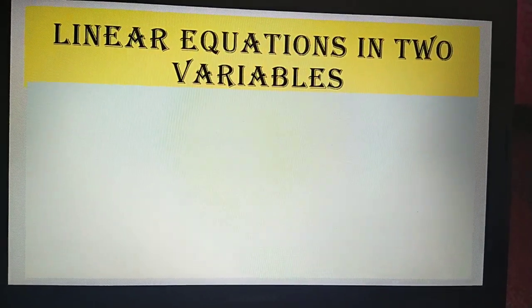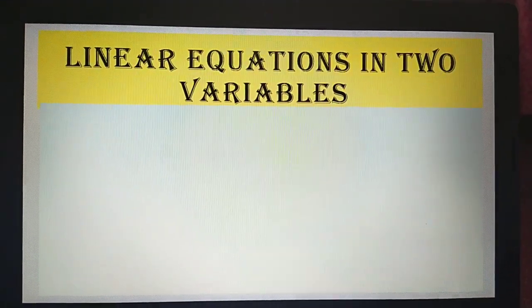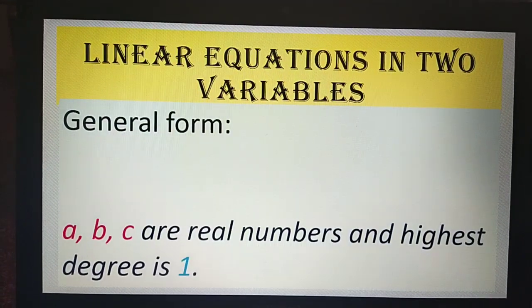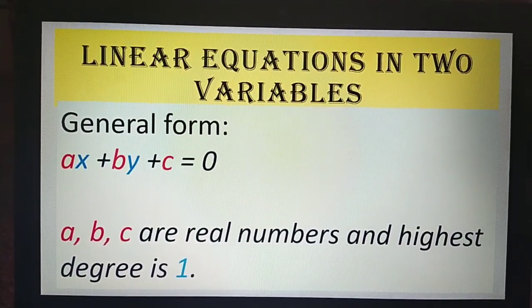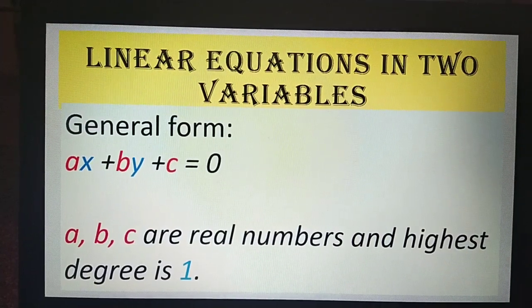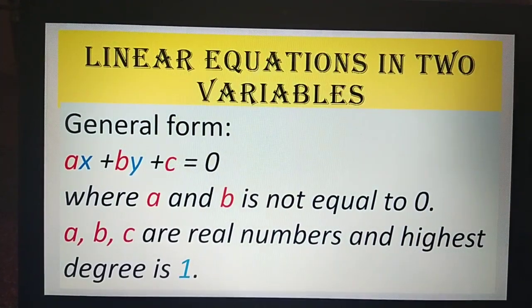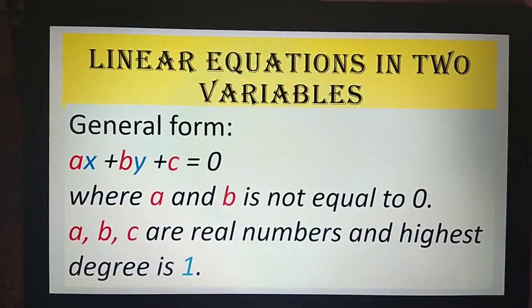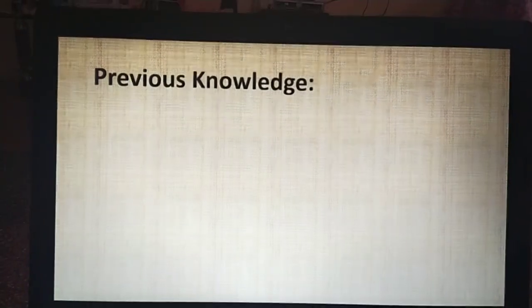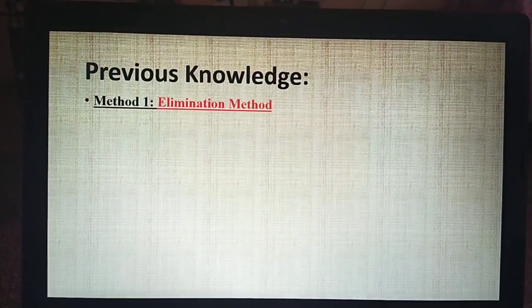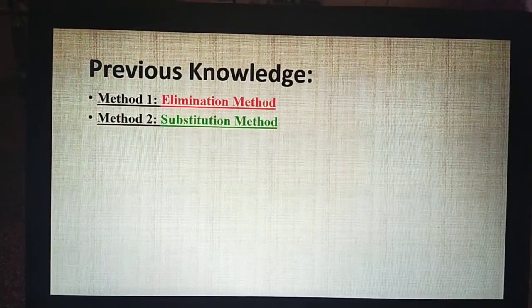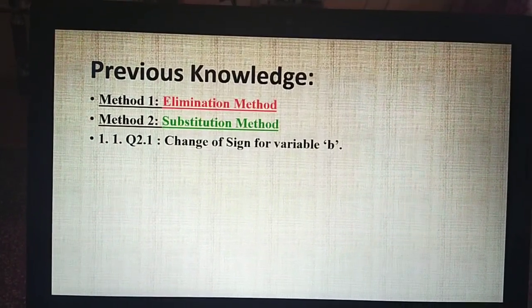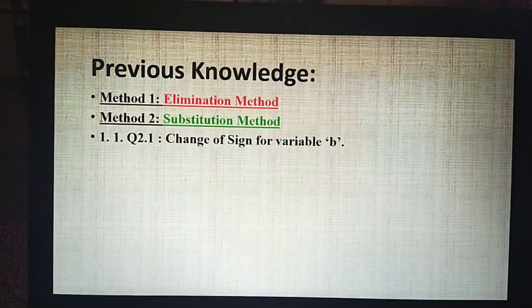Hello children, we will be again revising with the general form equation of linear equations in two variables. So our general form is ax plus by plus c equals to 0, where a and b are not equal to 0. A, B, C are real numbers and the highest degree is 1. From our previous knowledge, we have done the elimination method and the substitution method, and we are using both methods. I hope you all have understood the elimination as well as the substitution method.